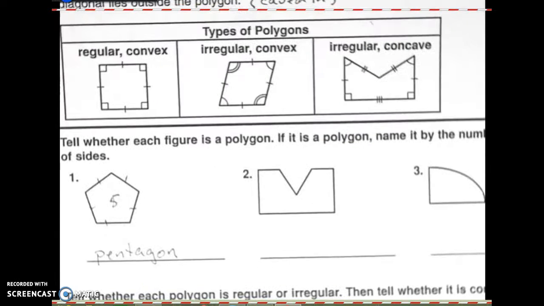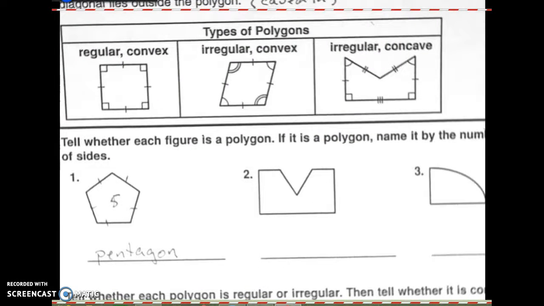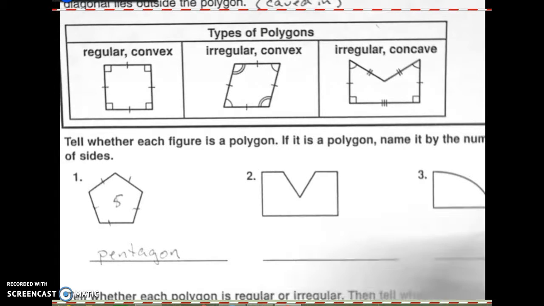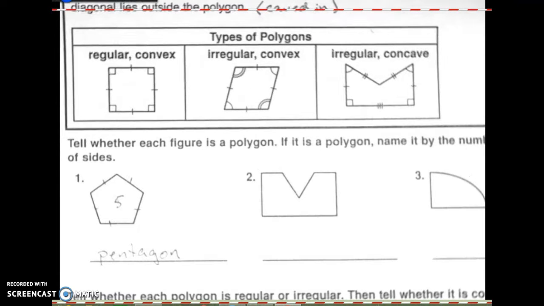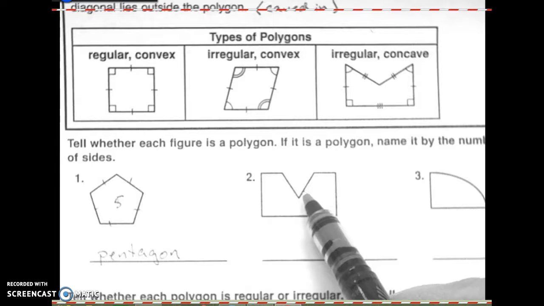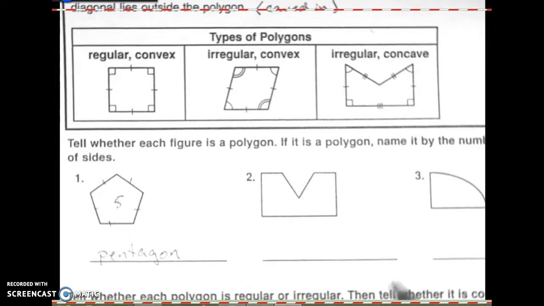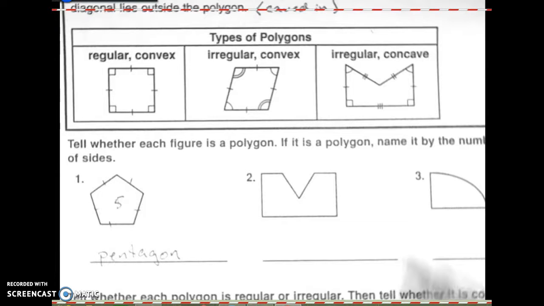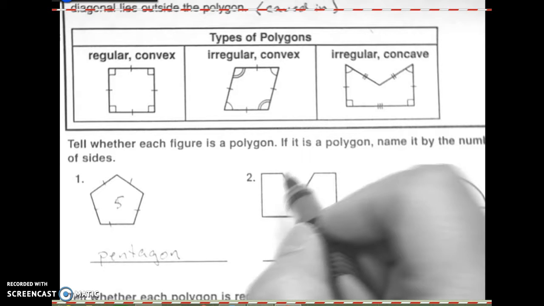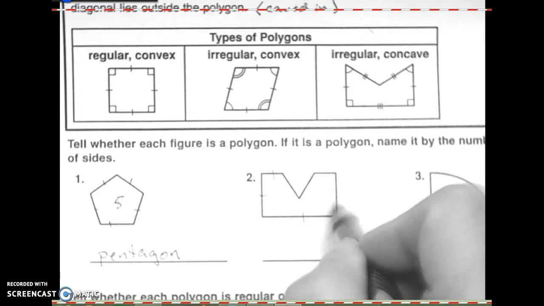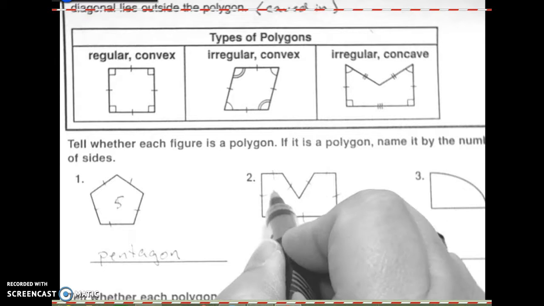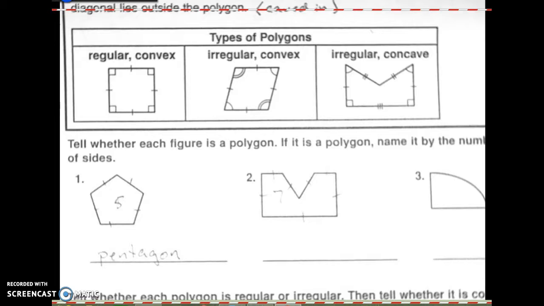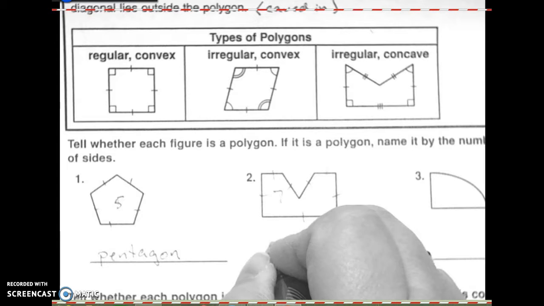If I look at the second picture, it is a polygon. It's made up of straight line segments. It's not overlapping. Yes, it's concave. It's got a dent in it, but all the segments are straight line pieces. So yes, it's a polygon. And I need to count the number of sides it has. I've got 1, 2, 3, 4, 5, 6, 7 sides. And if I have 7 sides, that makes it a heptagon.